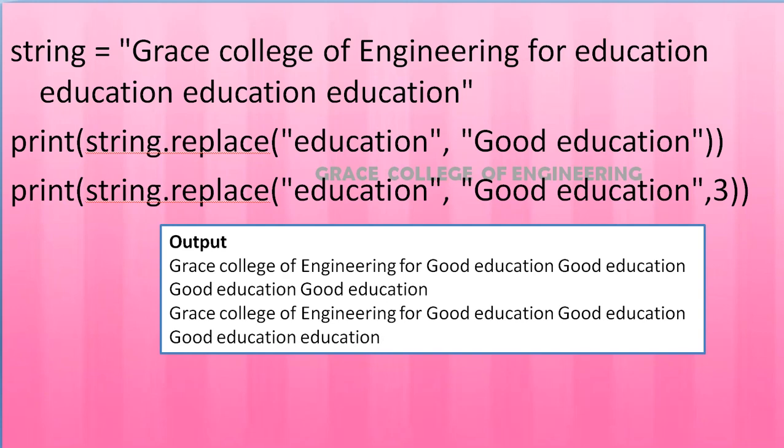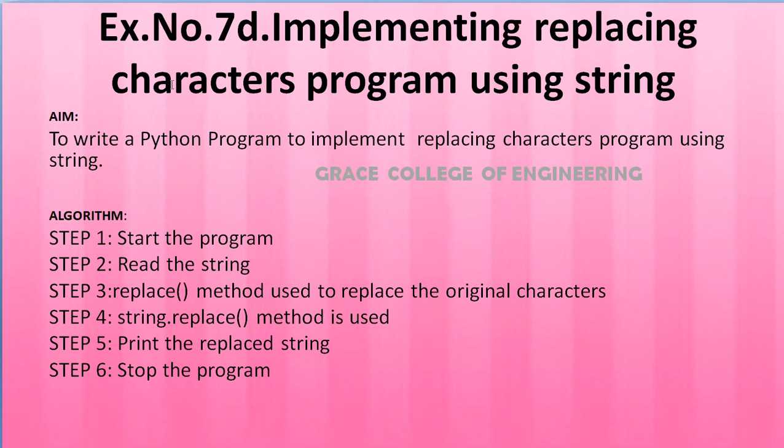Okay, let's see the lab exercise. Exercise number 7D, implementing replacing characters program using string. Aim: to write a Python program to implement replacing characters using string. Algorithm. Step 1: start the program. Step 2: read the string. Step 3: the replace method is used to replace the original characters. Step 4: the string.replace method is used. Step 5: print the replaced string. Step 6: stop the program.